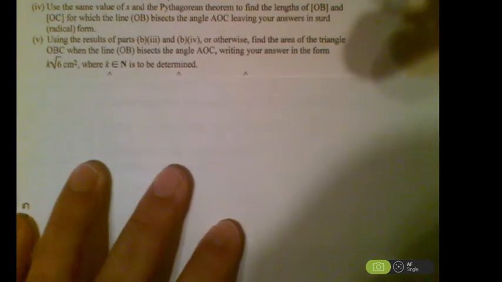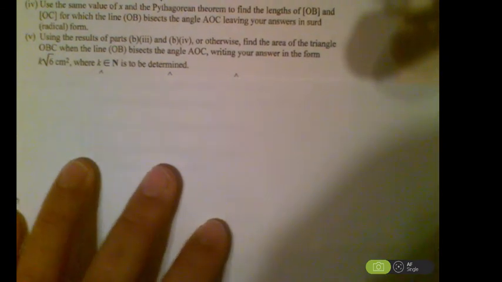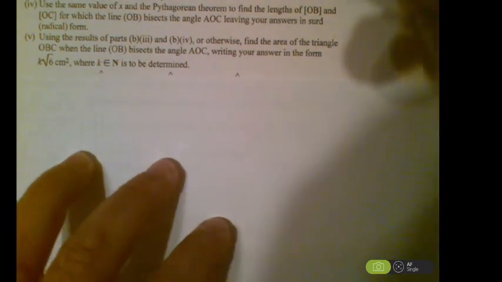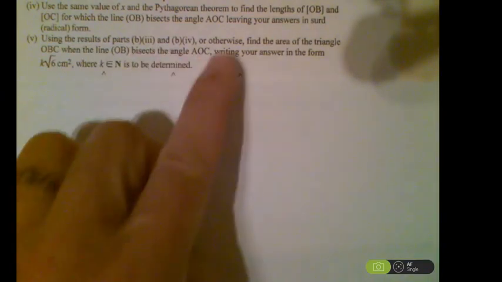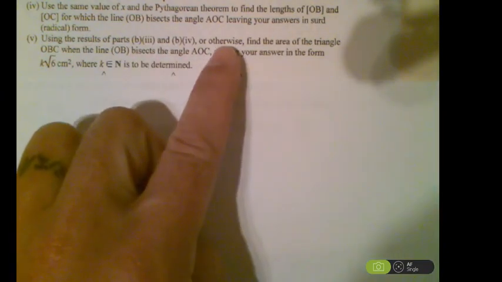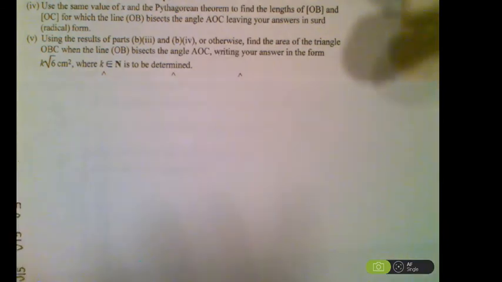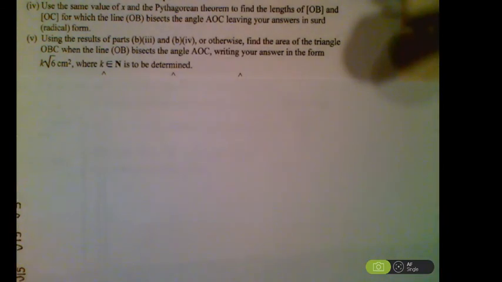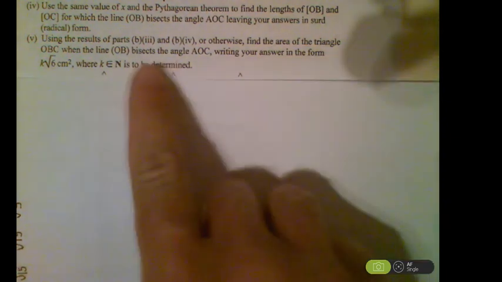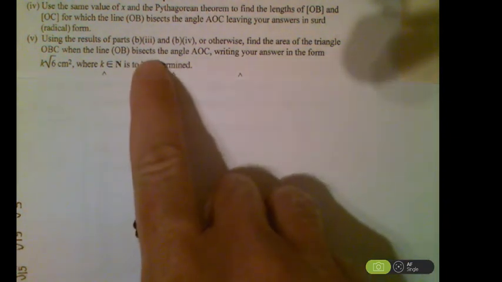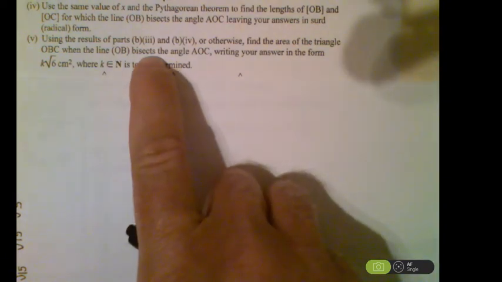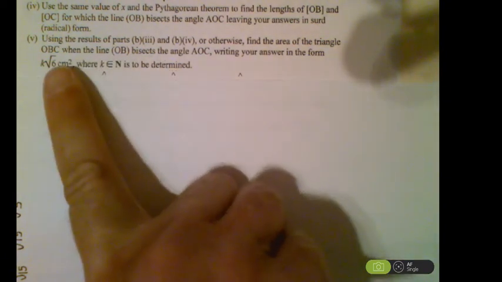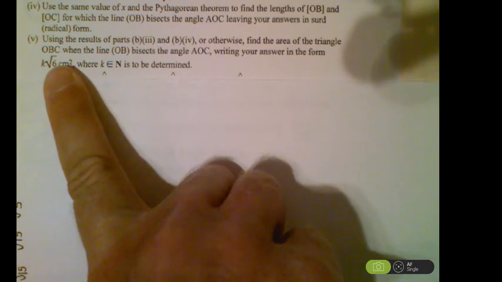So using the results from the last couple that we just came up with, or otherwise. So here's a case where they're saying hence or otherwise. So if we have a different method, we're allowed to use it for this one. So find the area of the triangle OBC. And again, they're drawing us back to the idea that x is rad 6 with that statement right there. And then now this one is giving us kind of a simplest radical form way of writing our answer.